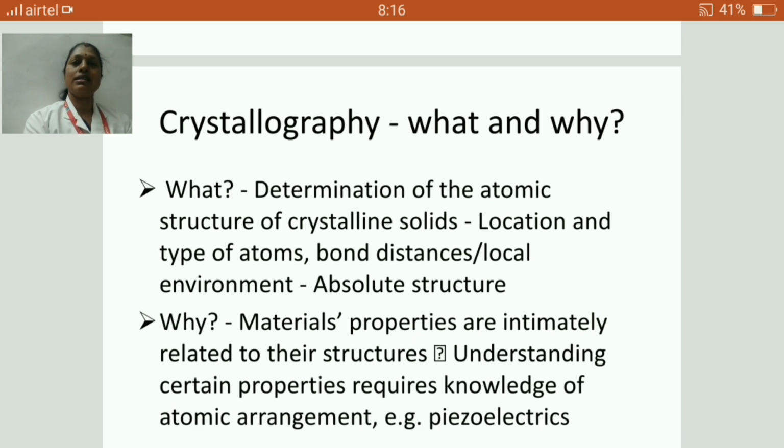Many materials have different properties, like some materials having magnetic properties, some having electrical properties, and some are insulators. This is due to the arrangement of atoms. So understanding certain properties requires knowledge of atomic arrangement.